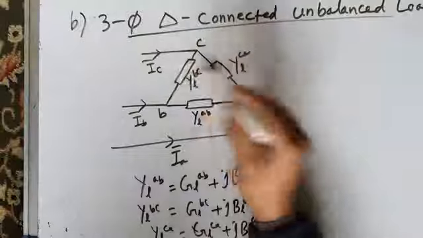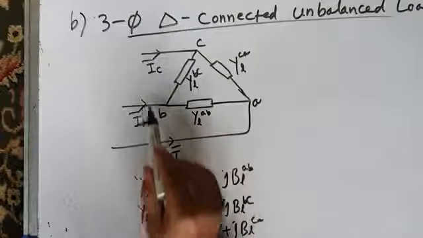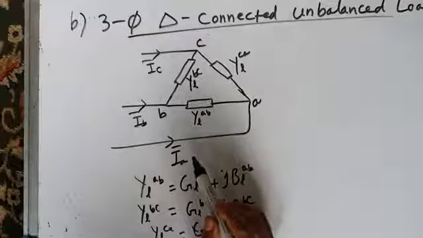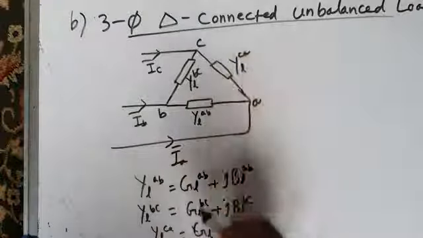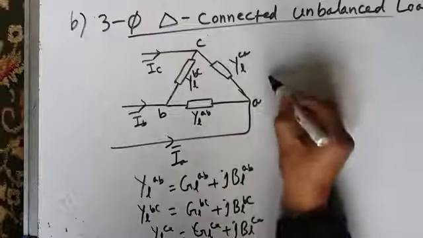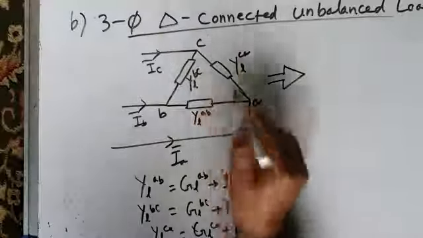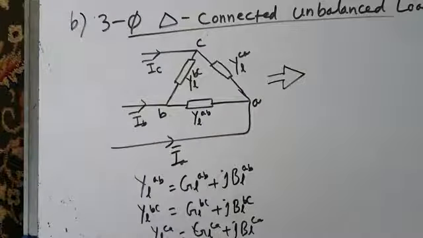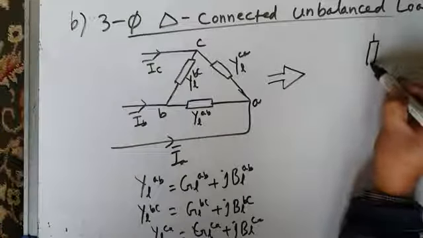In order to solve this circuit and find these line currents, our aim is to find the line currents IA, IB, IC for this delta connected unbalanced load. It will be very difficult to solve this circuit in its form. What we do is transform or convert this delta connected load into its equivalent star connected load, and our equivalent star connected load becomes like this.